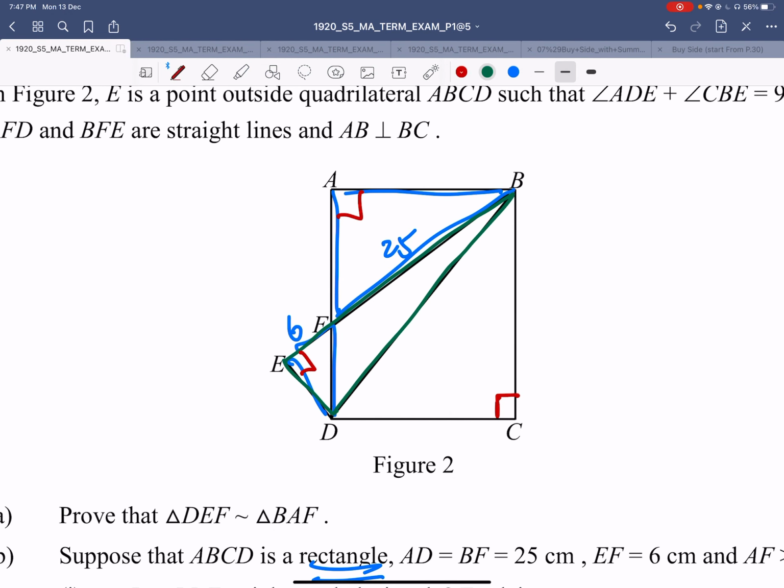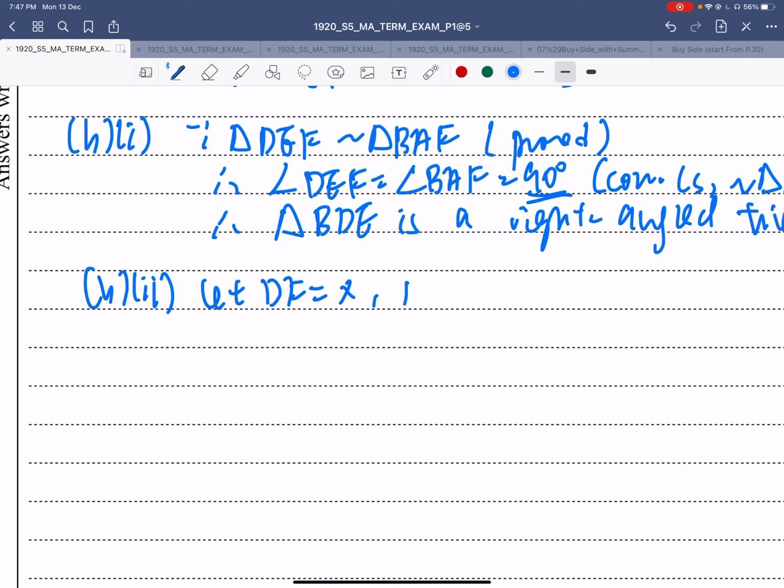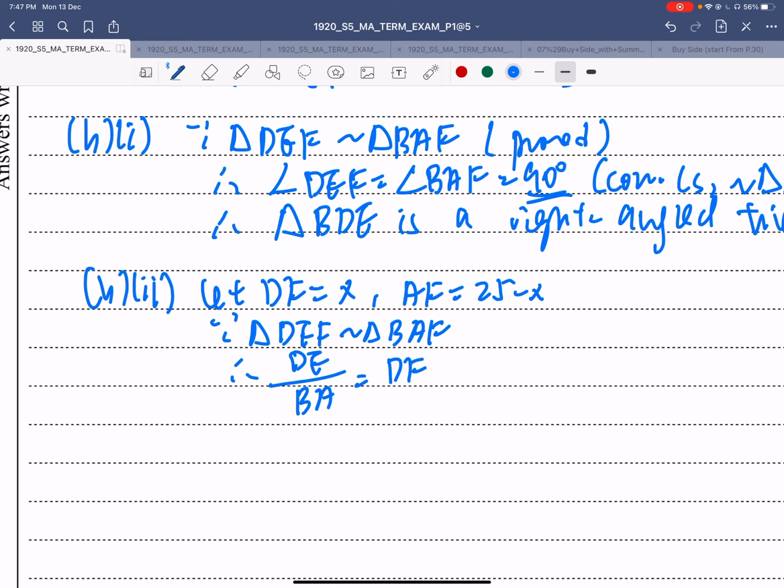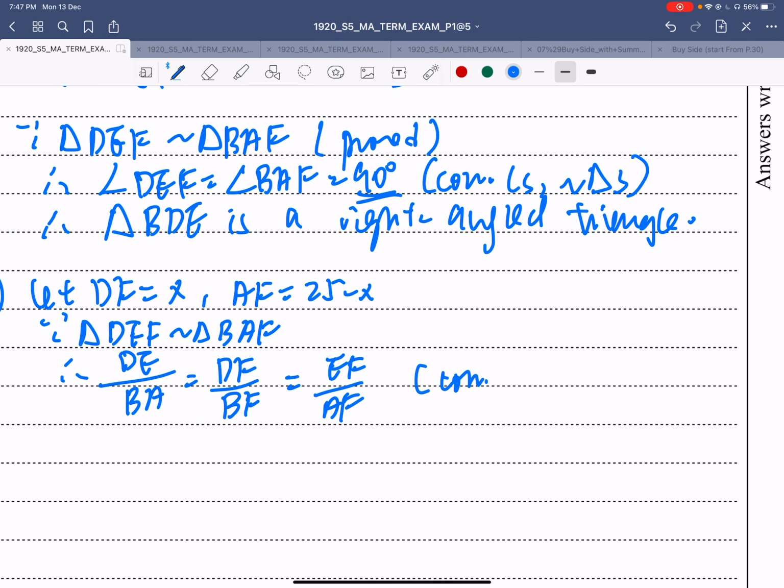So if I let DF be x, then AF will be equal to 25 minus x. Using the properties of similar triangles, you can obtain the ratio and obtain x easily. Let DF equal x, AF equal 25 minus x. Because triangle DEF is similar to triangle BAF, DE over BA equals DF over BF equals EF over AF. Reason: corresponding sides, similar triangles.